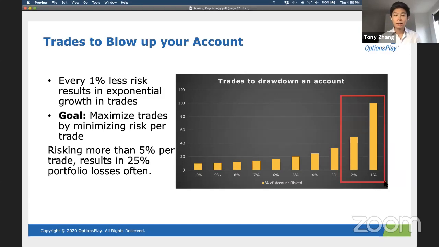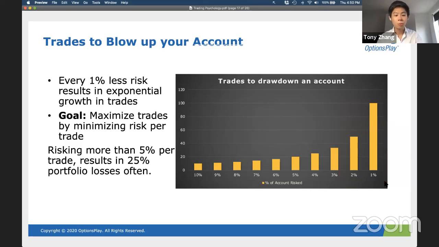Now, here's the thing. Risking 2% of your account per trade sounds like a really easy rule. And many of you may even follow this rule in your portfolio and still find yourself in the position of that first chart. So I want to talk a little bit about what else you need to do beyond just risking 2% of your account per trade.